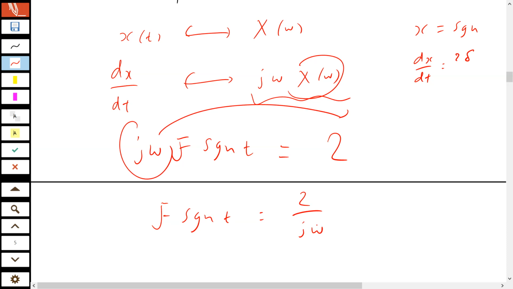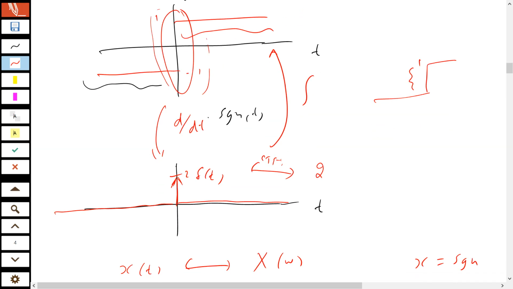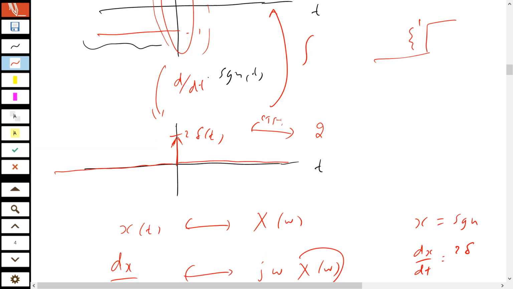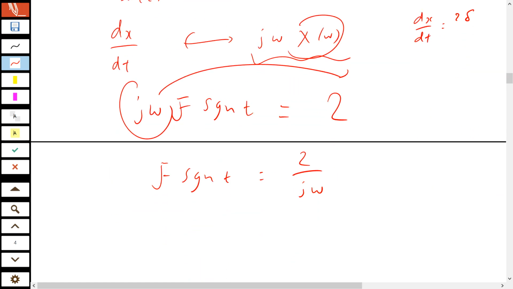Got it? We worked it out indirectly. It was not easy to work out the transform directly. We differentiated it and got a simple one. That is the strategy for solving these tricky problems. You try something and maybe you get a simple transform pair, and then you use the property. So we now know that the Fourier transform of signum is 2 over j omega.